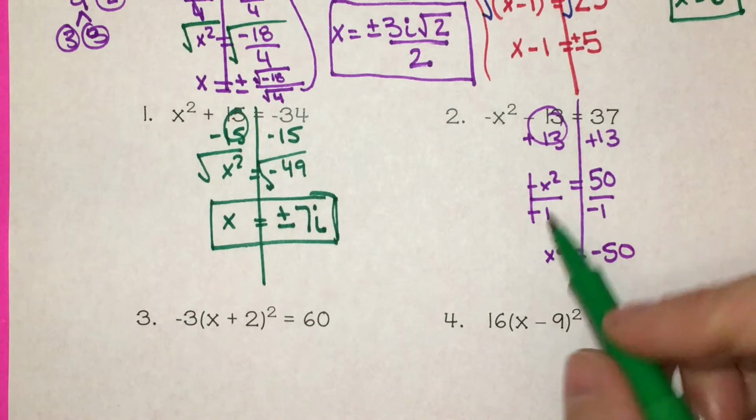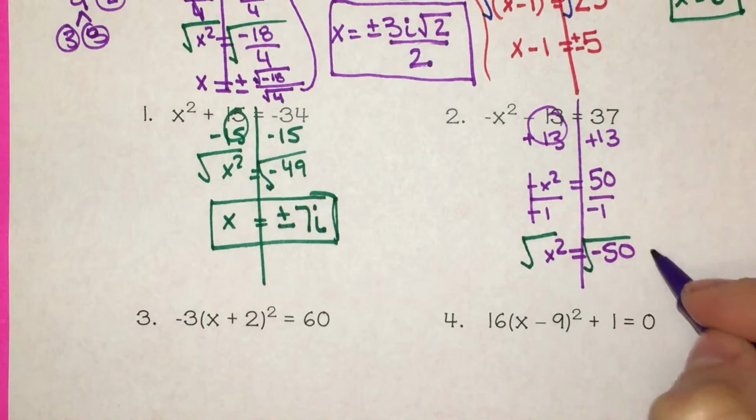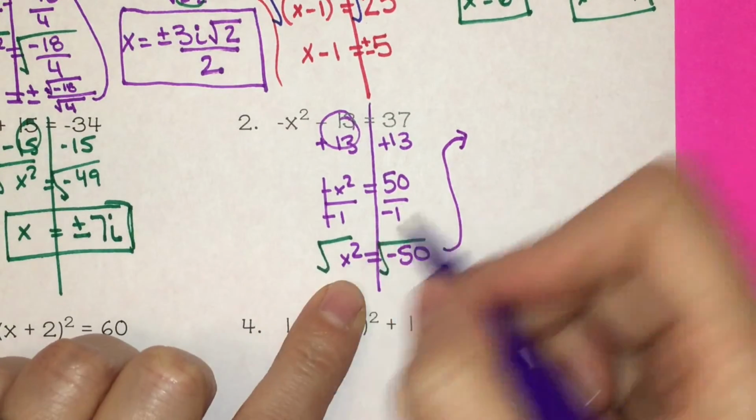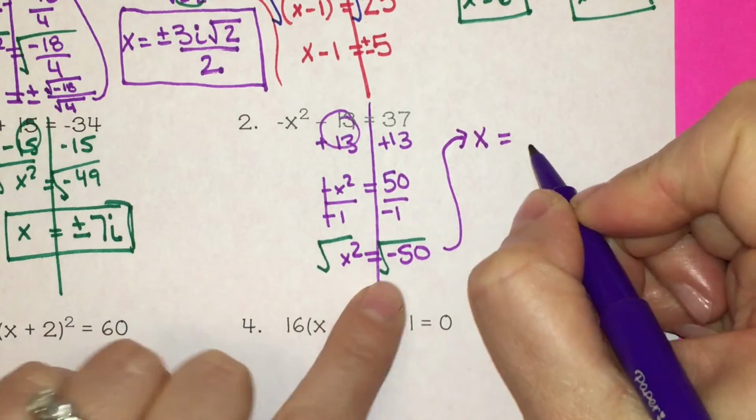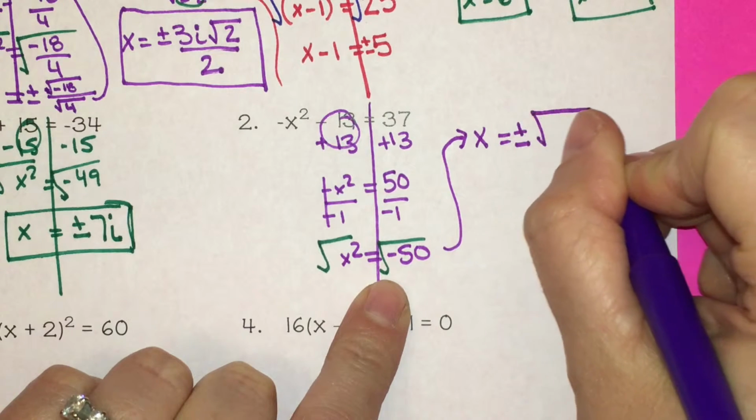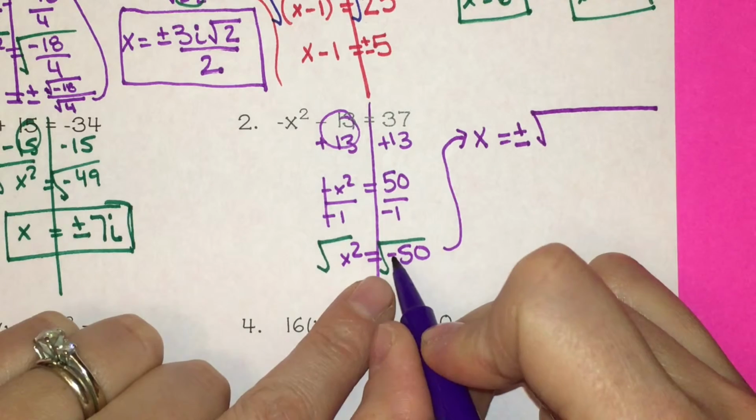At this point, x squared is by itself, so I'm going to take the square root of both sides. Here I'm going to rewrite my problem up here, so I have a little more room. Square root of x squared is x equals plus or minus the square root of negative 50. Here I'm going to break this down.